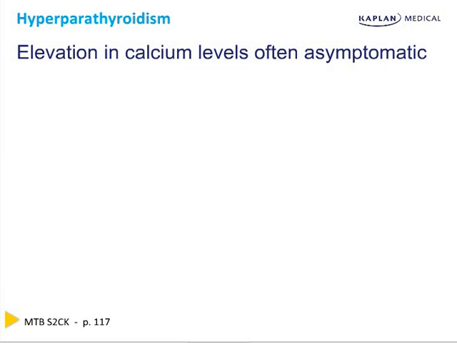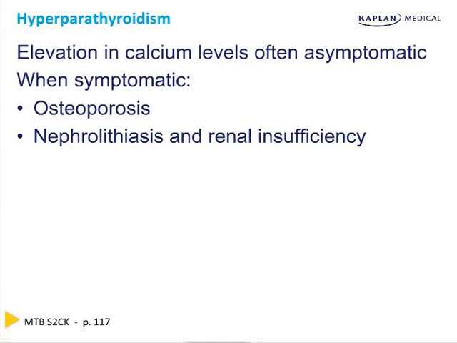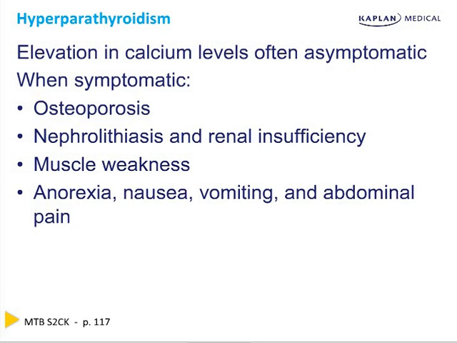Elevation in calcium, when it's asymptomatic, is occasionally removed. Just because it's asymptomatic doesn't mean it's benign. It means we might remove it anyway if it causes some renal insufficiency. But when symptomatic, it causes osteoporosis, kidney stones and renal insufficiency, and muscular weakness because high calcium levels inhibit neuromuscular transmission. The anorexia, nausea, vomiting, and abdominal pain are for much the same reason that you get constipation: if you can't contract your bowels and move them normally, things just get stuffed up. It hurts, it's uncomfortable, nothing's moving through.